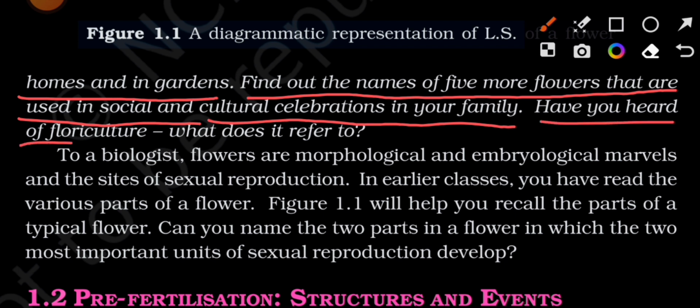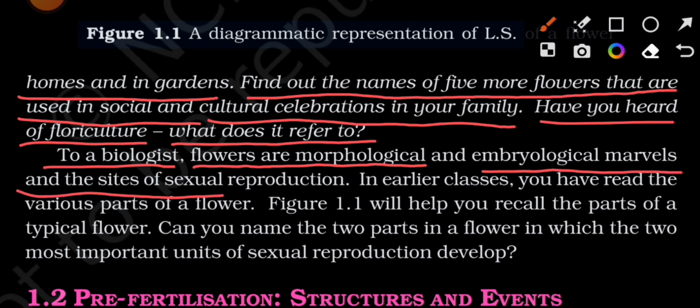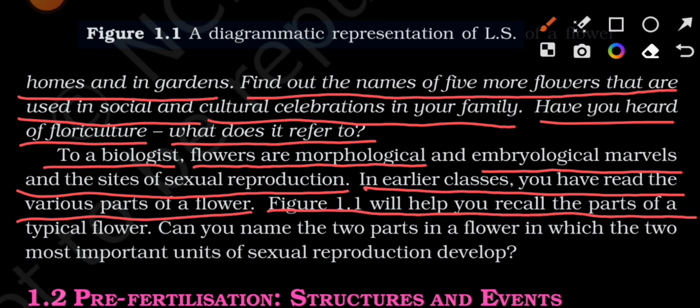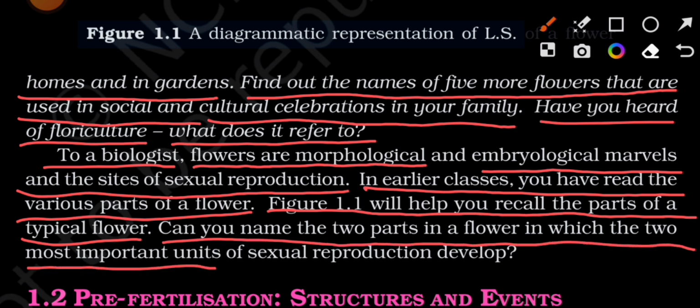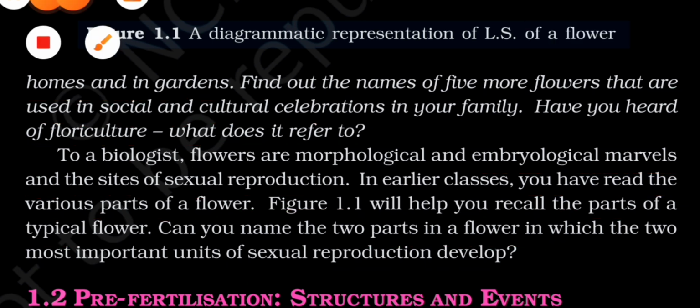Have you heard of floriculture? What does it refer to? To a biologist, flowers are morphological and embryological marvels and the sites of sexual reproduction. In earlier classes, you have read the various parts of a flower. Figure 1.1 will help you recall the parts of a typical flower. Can you name the 2 parts in a flower in which the 2 most important units of sexual reproduction develop?